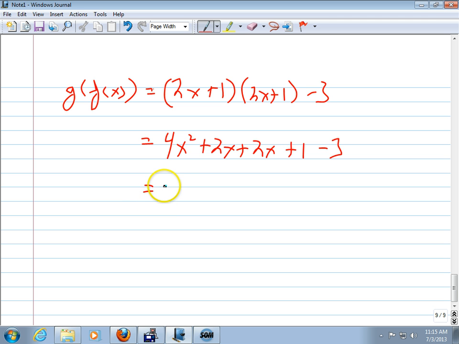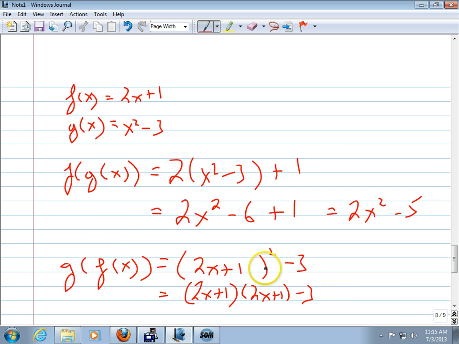Are there any like terms? The 2x's combine to 4x. And the 1 minus 3 is minus 2. Perfect. So you see right away that g of f of x is 4x squared plus 4x minus 2, which is totally different from f of g, which is simply 2x squared minus 5. It's totally different. Okay, that's why we didn't get the same value for f of g of 3 and g of f of 3, right?